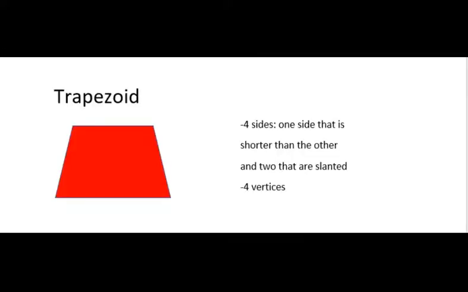The next shape that we learned about was the trapezoid. A trapezoid has 4 sides. It has one side that is shorter than the other, and 2 sides that are slanted. So if you look at this trapezoid here, the top line that is horizontal is the short side. The bottom line that is horizontal is the longer side. And then the 2 sides that are slanted on the ends are both the same length.